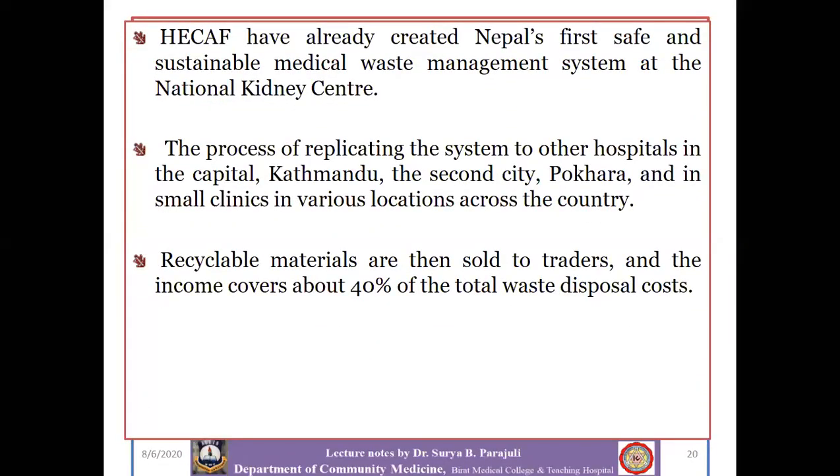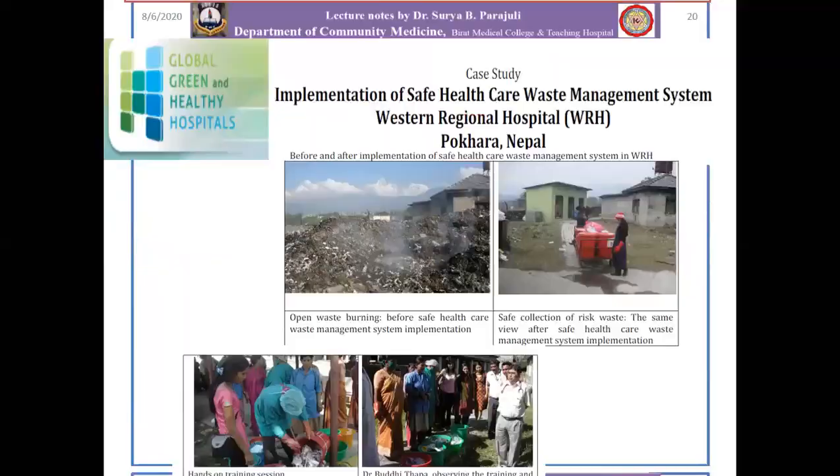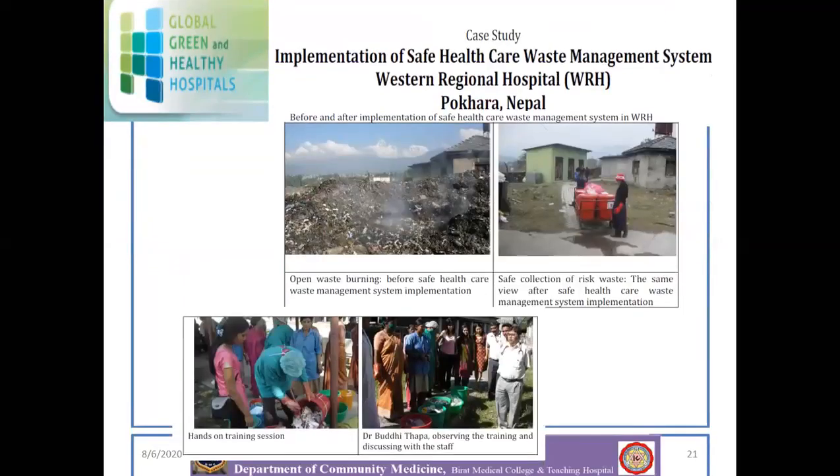Okay. I don't want to go into all the details about this. So you can see this is one case study related to healthcare waste: implementation of a safe healthcare waste management system in the Western Regional Hospital, Pokhara. So before and after implementation of the safe healthcare waste management system in Western Regional Hospital, Pokhara, before implementation of this system through GGHH, meaning Global Green and Healthy Hospitals.